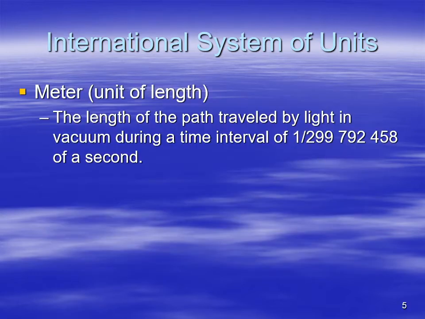We're going to look at just a few very quickly. The definitions are pretty detailed. For example, the unit of length is meter, and here's its definition. The length of the path traveled by light in a vacuum during a time interval of 1/299,792,458 of a second. So that's pretty detailed. Notice that the units are based on a constant, and in this case, the constant is the speed of light in a vacuum.